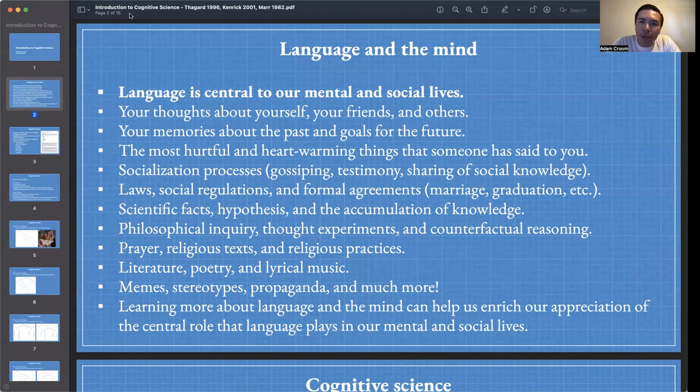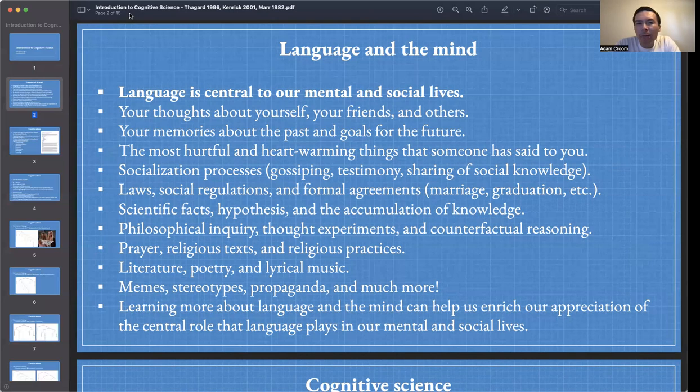Think about the socialization processes that we engage in, such as gossiping, providing testimony, and sharing social knowledge with each other. Think about laws, social regulations, and formal agreements. Would things like marriage or graduation ceremonies be possible without language? Also consider scientific facts, hypotheses, and the very accumulation of knowledge itself. Can we build knowledge without language?